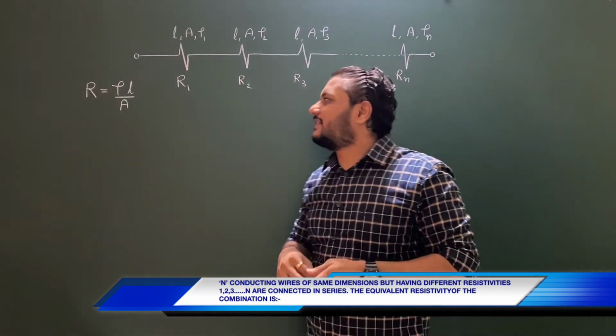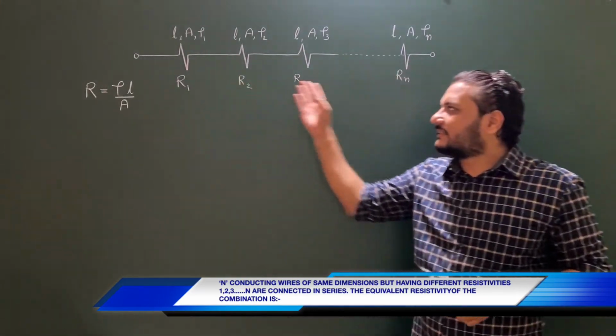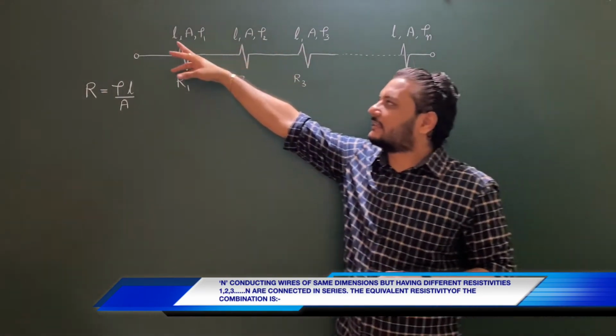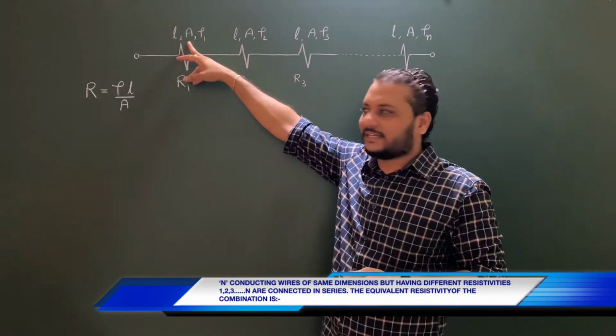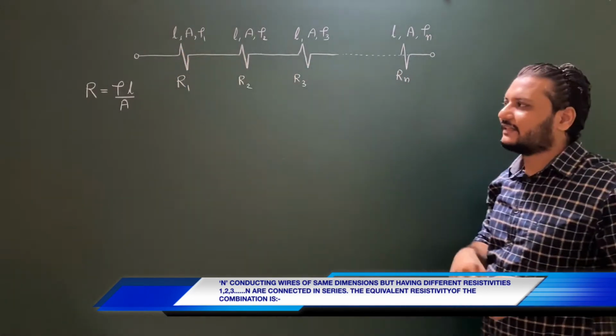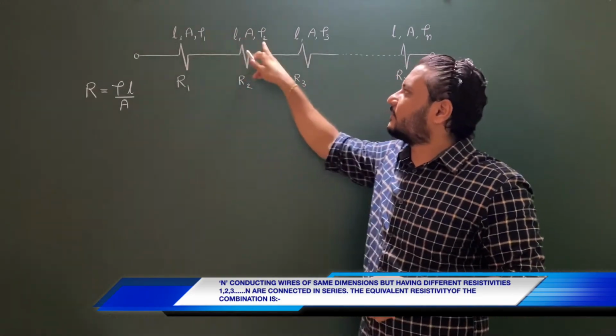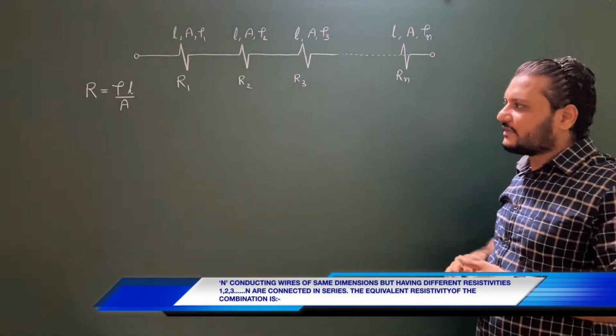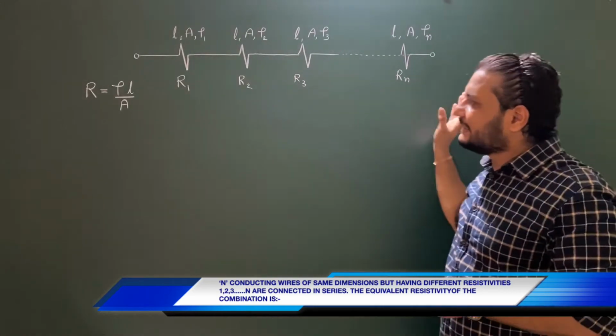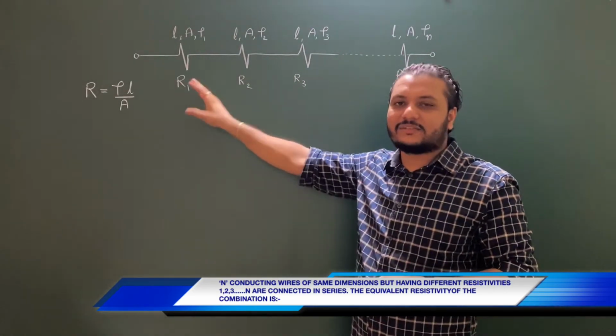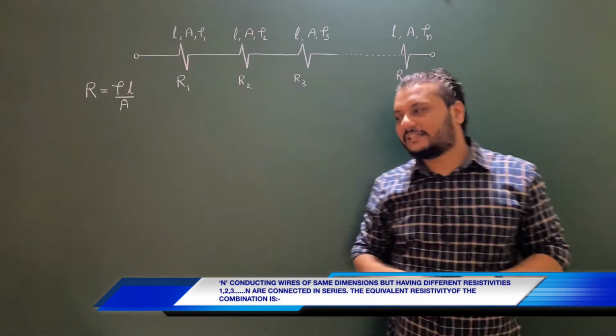Here in the question it is given that there are n resistors having same dimensions, that is length as L and cross sectional area as A, connected in series. The resistivity of each conductor is different, rho 1, rho 2, rho 3 and so on. They are asking us, if these resistances are connected in series, then what is the effective resistivity?